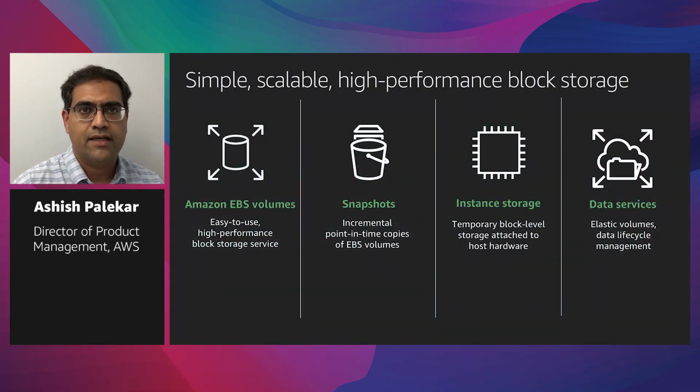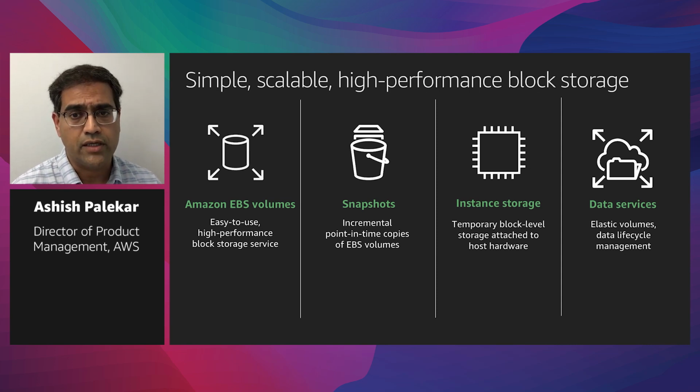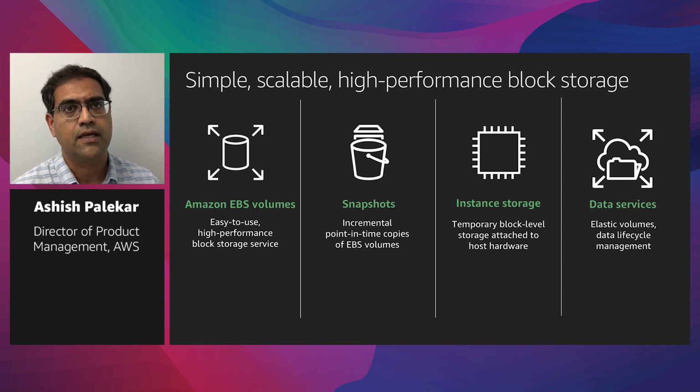So with that as the context, let's think about what block storage offerings mean in the AWS context. We have the Amazon EBS volumes. We have snapshots, which are point-in-time copies of EBS volumes. We also have instance storage. And then we have data services, which are capabilities like elastic volumes, or functionality that is built on top like data lifecycle management. Today, we will focus on the first 3 pillars, which is EBS volumes, snapshots, and data services.